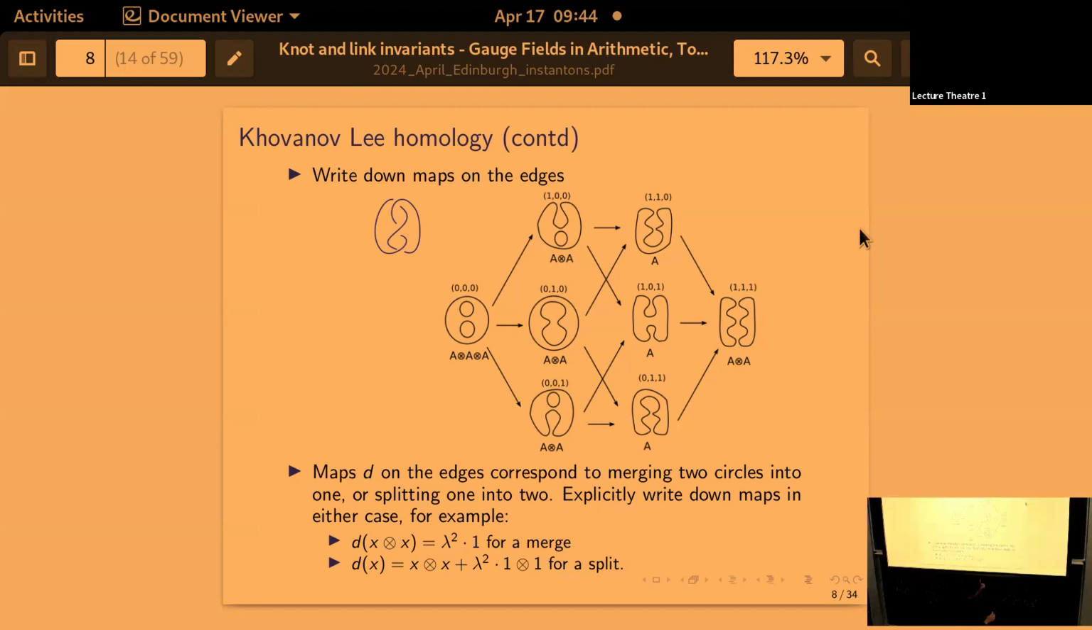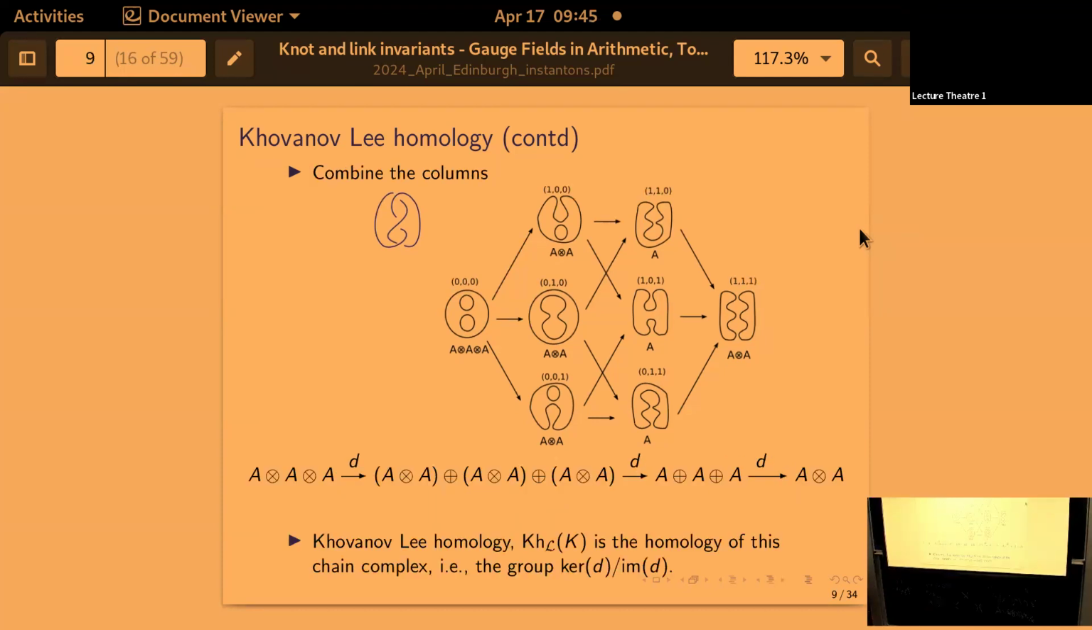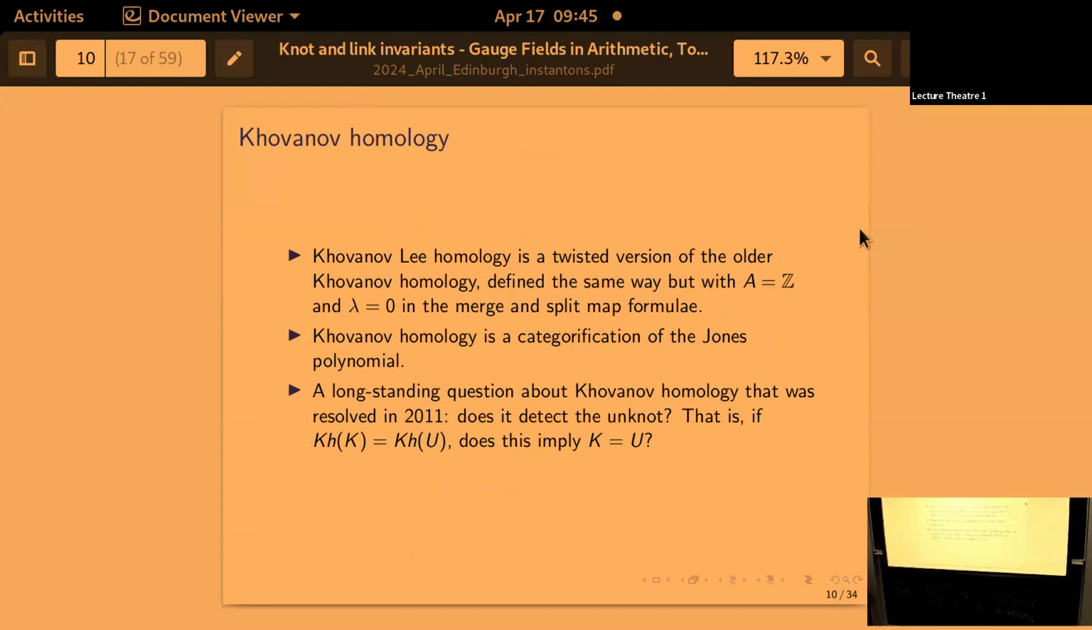The A in the Khovanov-Lie case is actually Q[lambda], but you still have to do X mod X squared, right? That's why I had these X's. I don't know if I actually explained what these X's were about. So you're over some base ring R and then you're doing R[X] mod X squared. And in the case of Khovanov homology, you're doing Z[X] mod X squared. So there's no lambda, and in this formula, lambda is just 0. Okay, so that's the Khovanov homology.